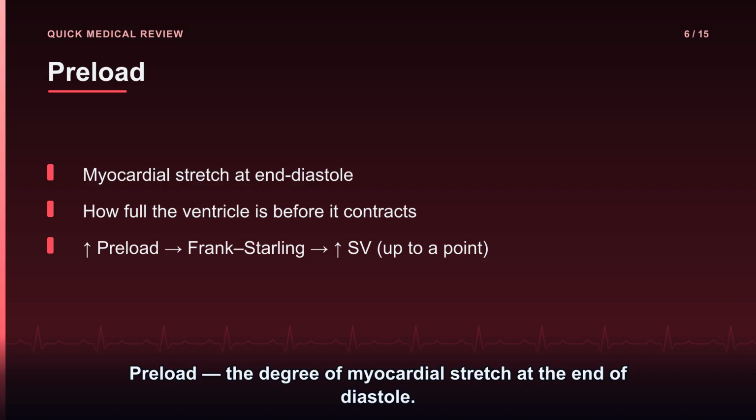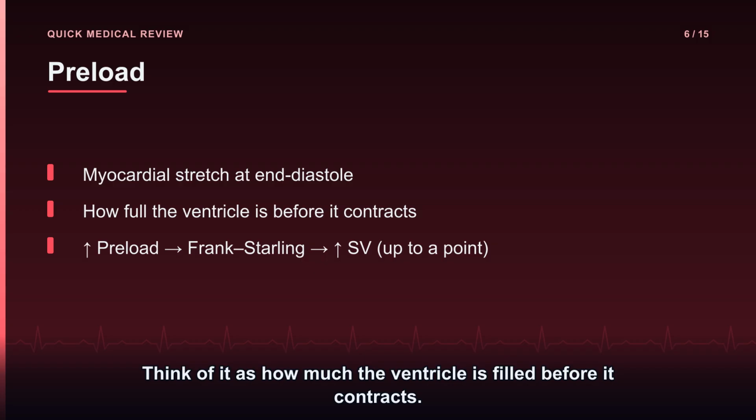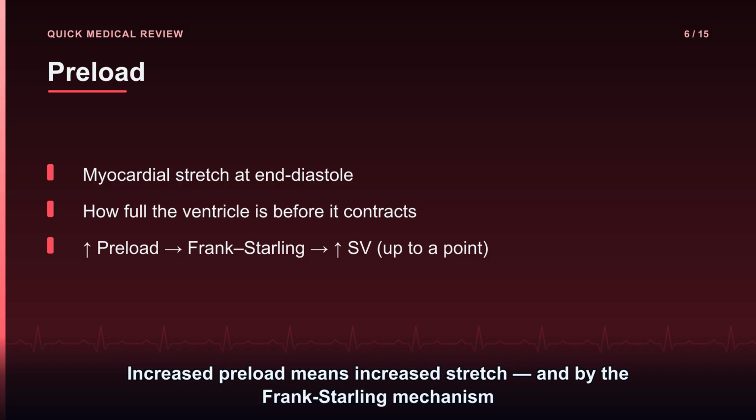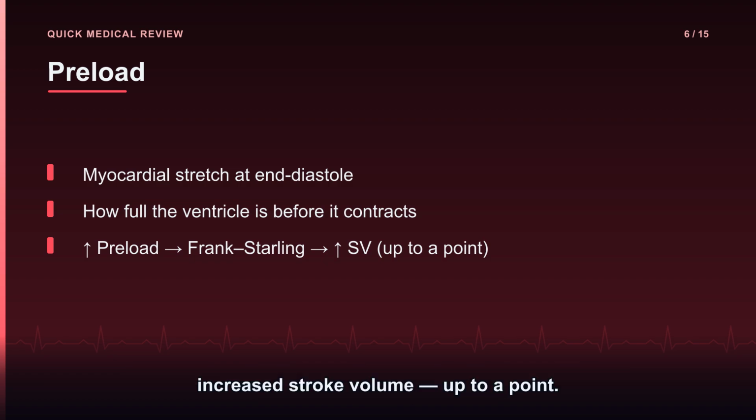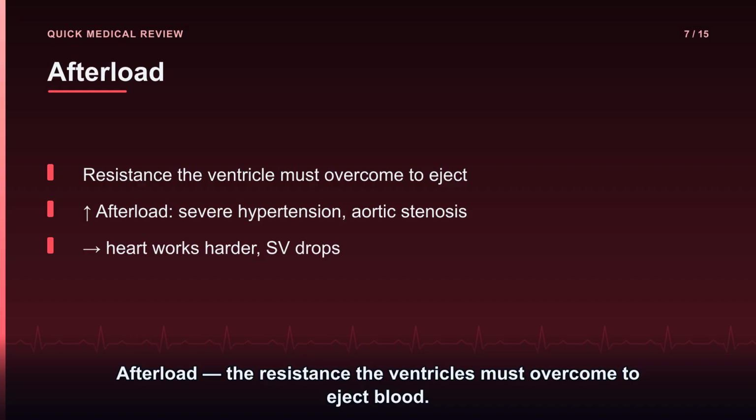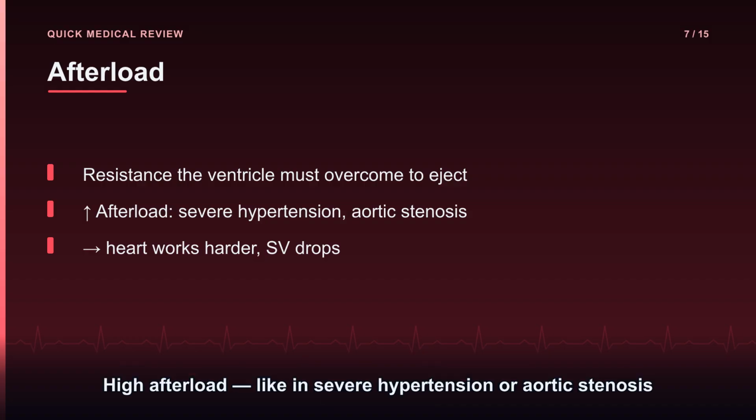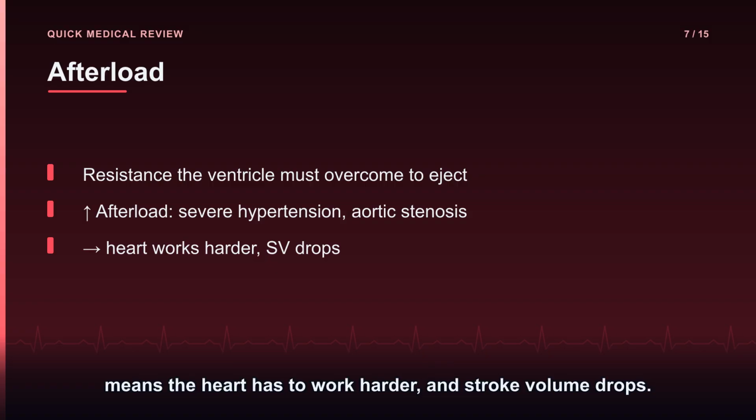Preload, the degree of myocardial stretch at the end of diastole. Think of it as how much the ventricle is filled before it contracts. Increased preload means increased stretch, and by the Frank-Starling mechanism, increased stroke volume up to a point. Afterload, the resistance the ventricles must overcome to eject blood. High afterload, like in severe hypertension or aortic stenosis, means the heart has to work harder and stroke volume drops.